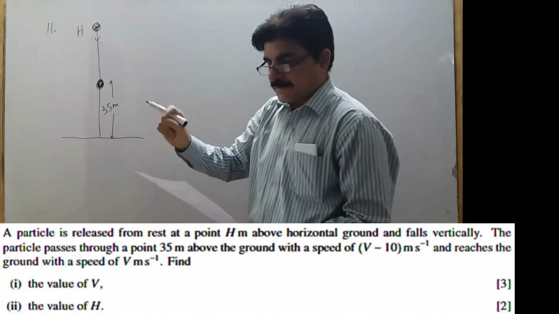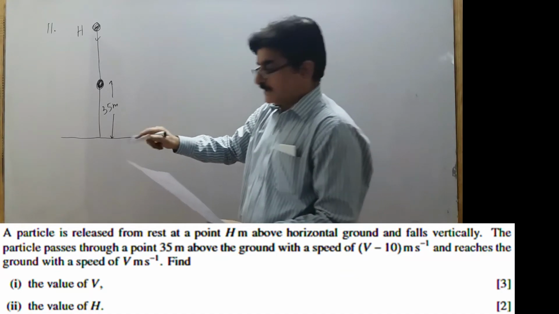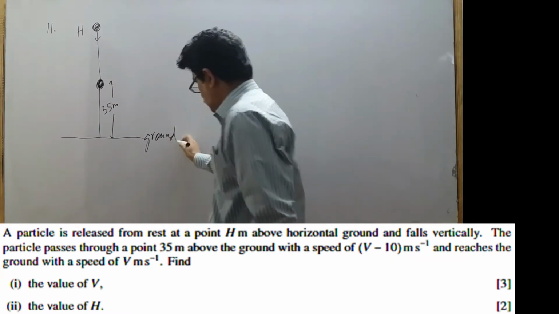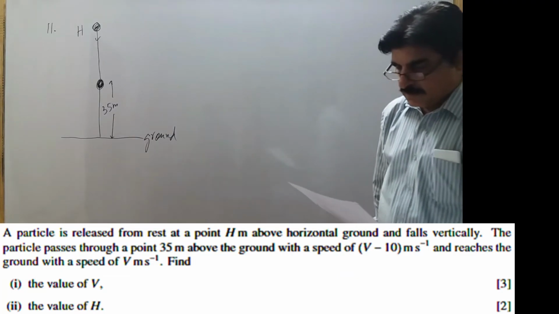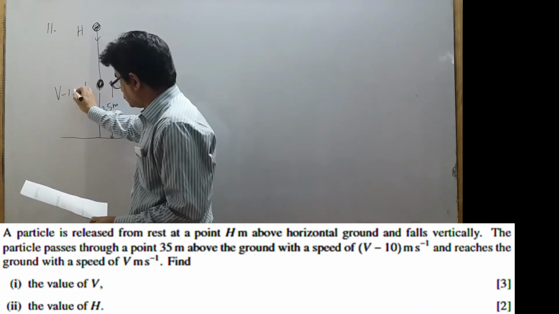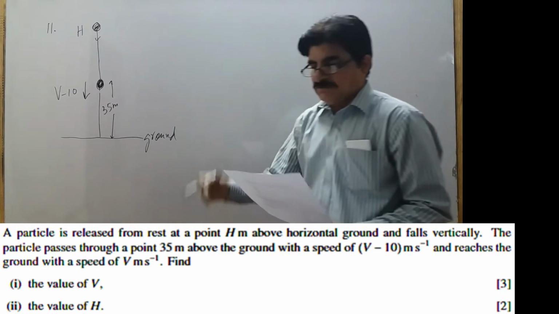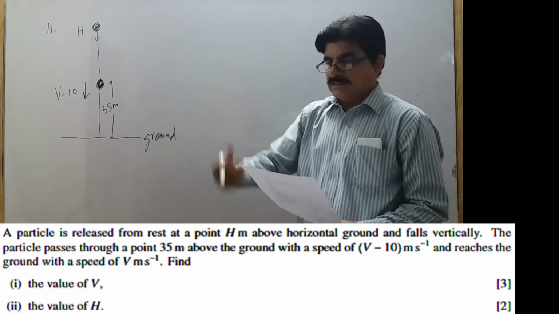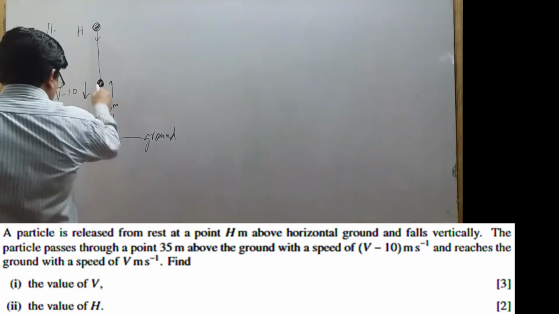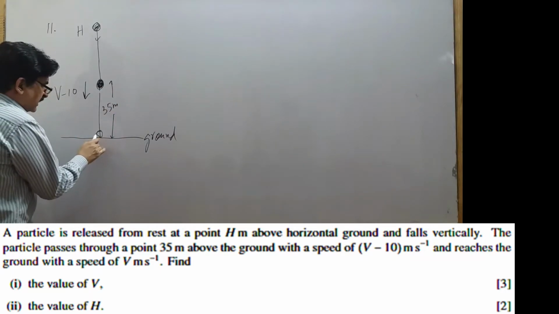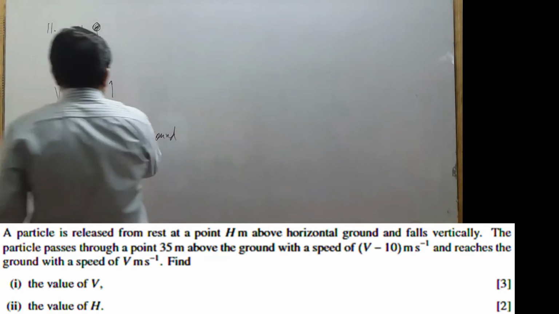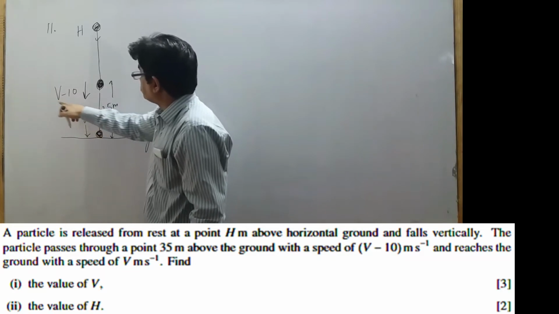Again I am repeating, the particle passes through a point 35 meter above the ground level. This is ground level. But at this point its speed is V minus 10. This is the speed in which an unknown value capital V is involved, and it also reaches the ground with a speed of V. So when it strikes the ground at this point, this velocity is capital V. Again this is unknown, but this V and this V are the same.